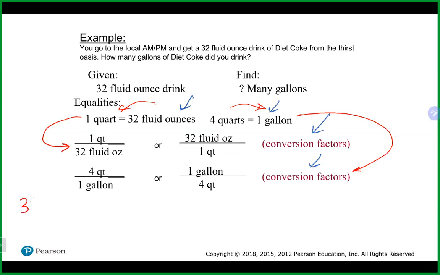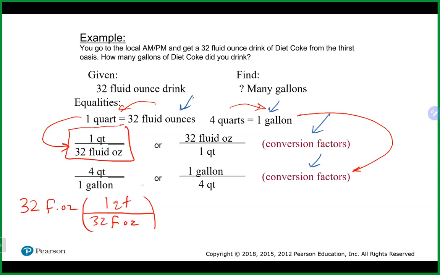Starting with our 32 fluid ounces. Once again, here we want to go opposite. So fluid ounces is up on top. So we will use the conversion factor here on the left that puts fluid ounces on the bottom, and that is 32 fluid ounces is 1 quart. If I stop the calculation right at this point, the fluid ounces will cancel, and that will leave me in units of quarts, which is close to what I want, but not really what I want. So I do need to do the next conversion.